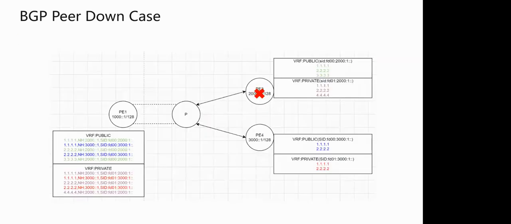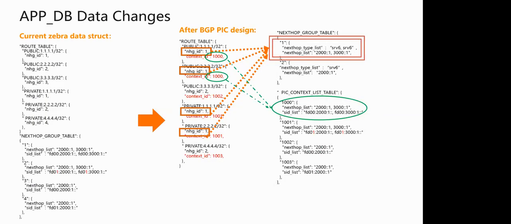So this page demonstrates a BGP peer down use case. When the link between P1 and... sorry. Can we go back to the previous one just to spend a little bit more time?